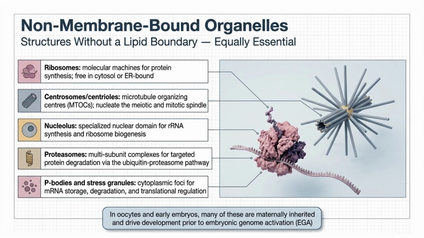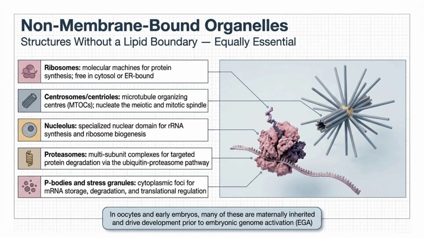Non-membrane-bound organelles often receive less attention in cell biology curricula than their membrane-enclosed counterparts. But in the context of reproductive medicine, several of them are absolutely central to understanding fertilization, meiosis, and early embryo development. Ribosomes are the molecular machines of protein synthesis, large ribonucleoprotein complexes that translate messenger ribonucleic acid sequences into polypeptide chains. Free ribosomes in the cytosol synthesize proteins destined to remain in the cytoplasm, while endoplasmic reticulum-bound ribosomes produce proteins destined for secretion or membrane insertion.